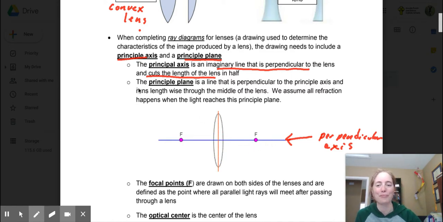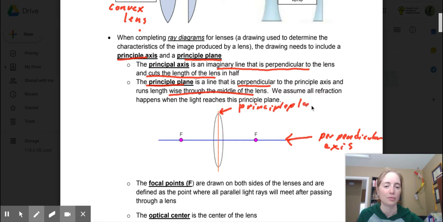And then our next piece, our principal plane, it's perpendicular to the principal axis, and it runs lengthwise through the middle of the lens, and it chops the lens right in half. So that's this guy here, this line right there is our principal plane.